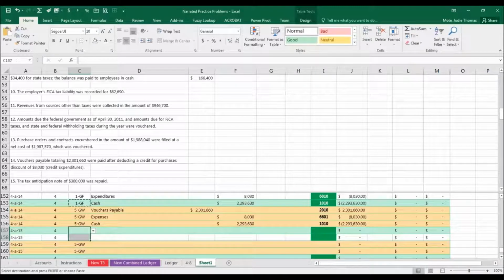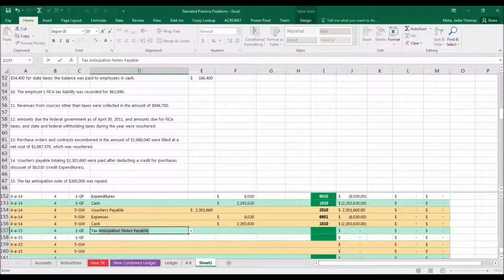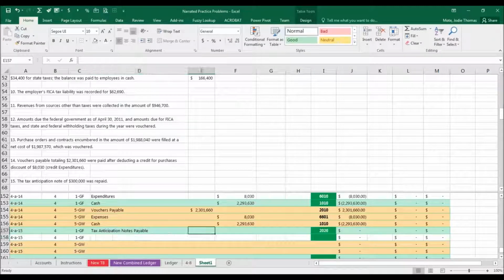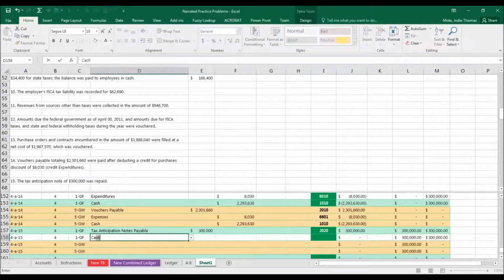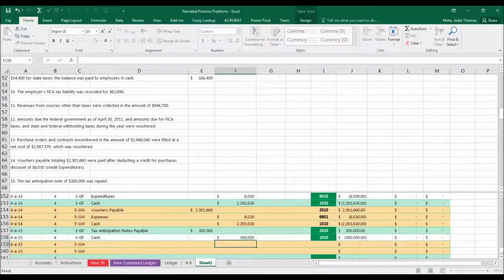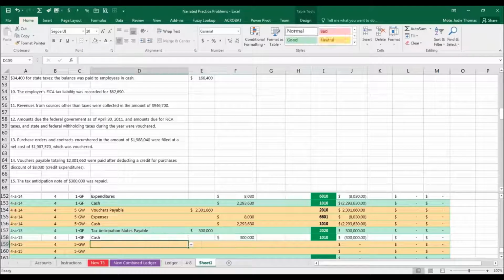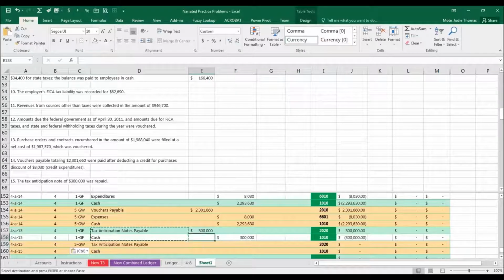Okay. So we're going to debit our tax anticipation note payable for $300,000, and we're going to credit cash, because that's what's going out the door, and we're reducing an asset there. Let's see, and the government-wide journal is going to look exactly the same, account numbers and everything. Okay.